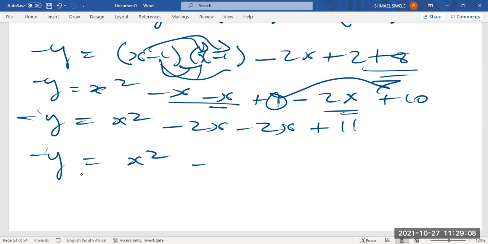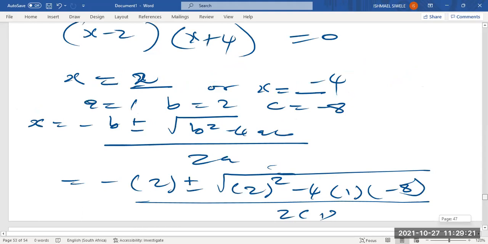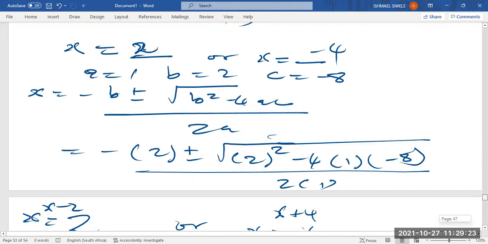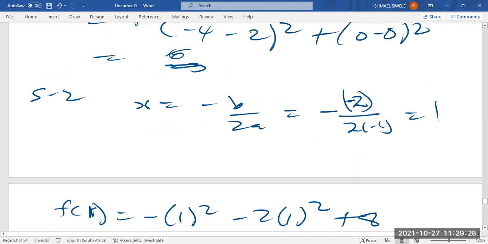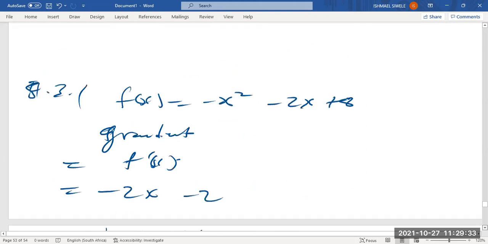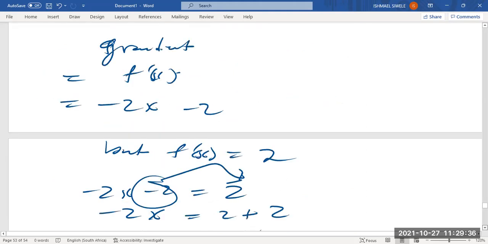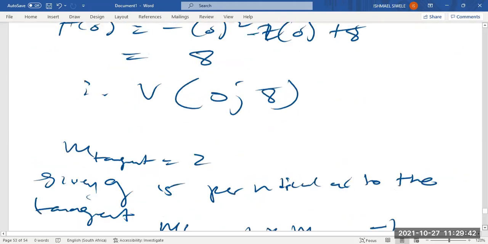Did I do the right thing here? I think I didn't do the right thing. Let me see if what I did is correct, because I see there seems to be a problem. What is the problem? I must fix the problem that I've created, because it doesn't appear to be being solved.